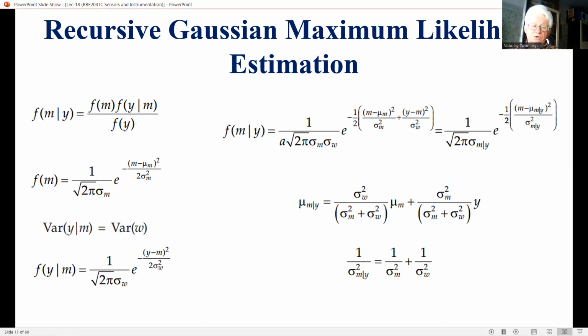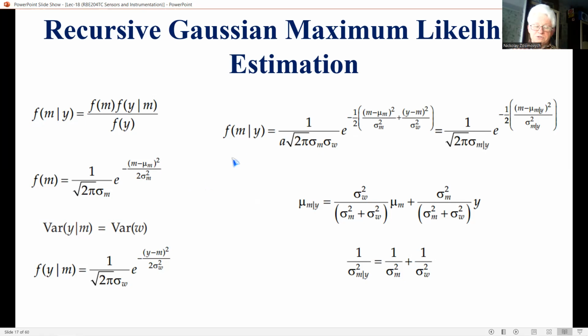To derive a recursive formula of MLE, we start with the Bayes formula, as you may see on this slide as the first equation. This corresponds to the prior value of the estimate, and this corresponds to the posteriori value of the estimate. We should note that in a recursive formulation, f of m corresponds to the previous estimate, and f of m when y corresponds to the new estimate once new data are applied.